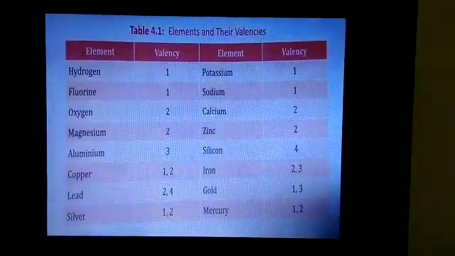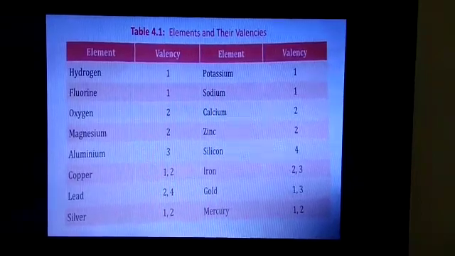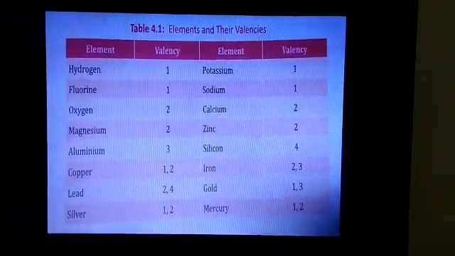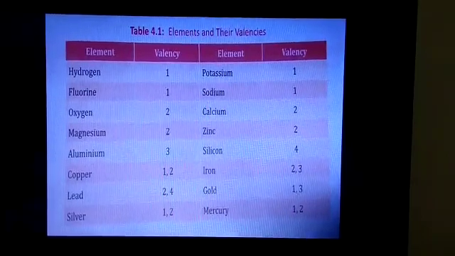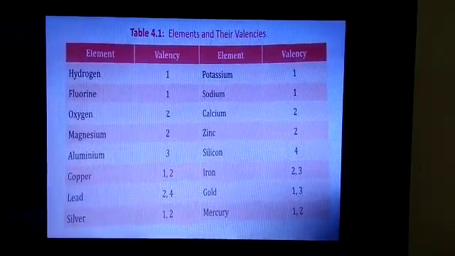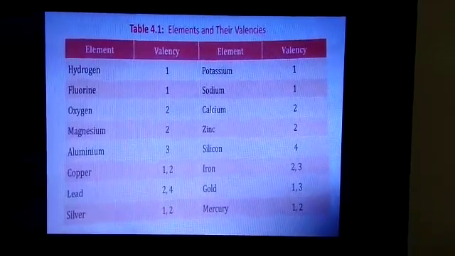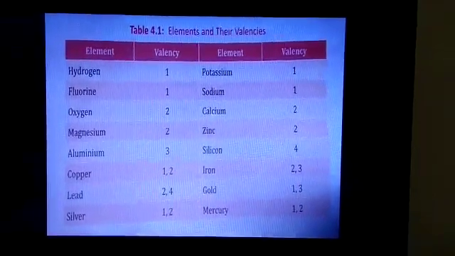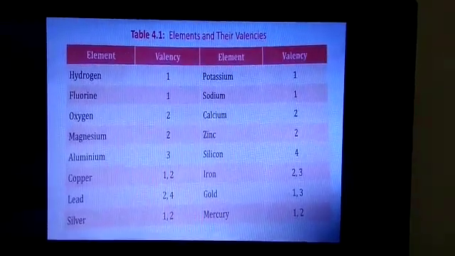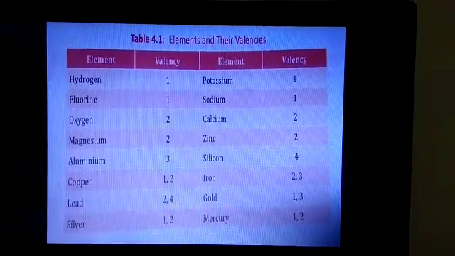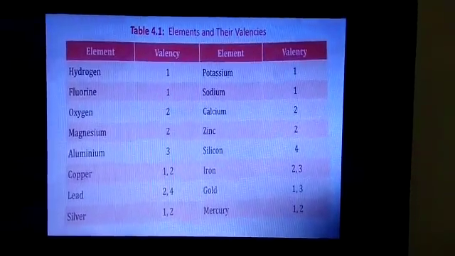The next is a table. You can see the name of the element and its valency. Hydrogen, valency 1. Fluorine, valency 1. Oxygen, 2. Magnesium, 2. Aluminium, 3. Copper, 1 and 2. Lead, 2 and 4. Silver, 1 and 2, and so on. This table is given in your book. You can go through it and learn it.